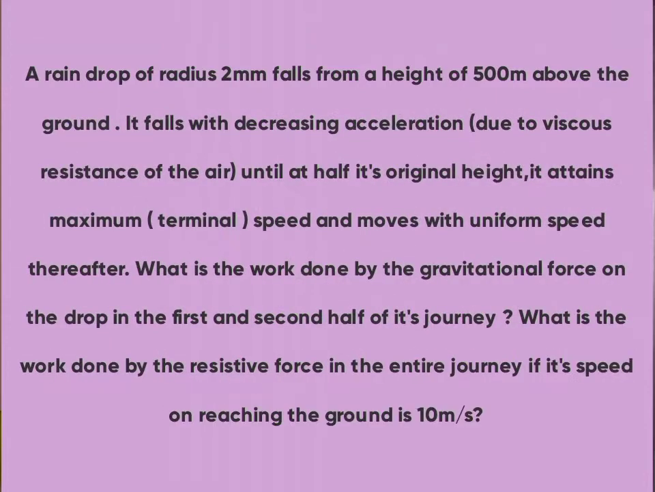Today we are going to do a physics problem. A raindrop of radius 2 mm falls from a height of 500 meters above the ground. It falls with decreasing acceleration until at half its original height. It attains its maximum speed and moves with uniform speed thereafter.